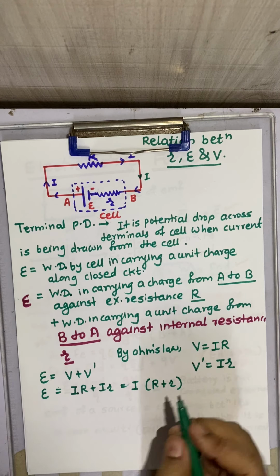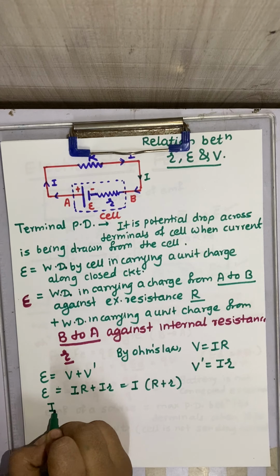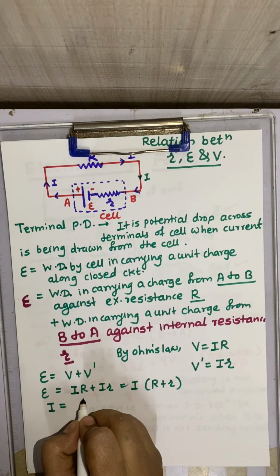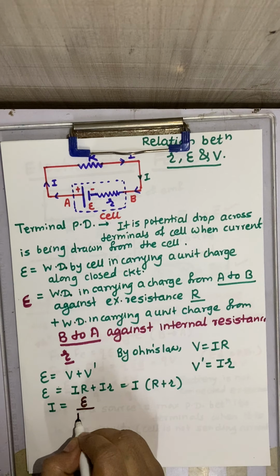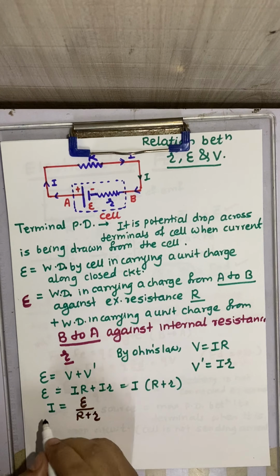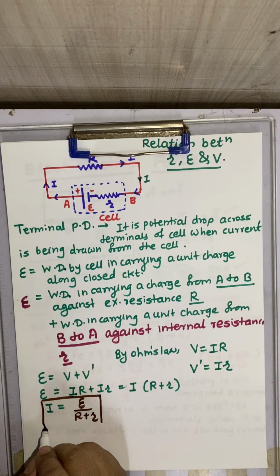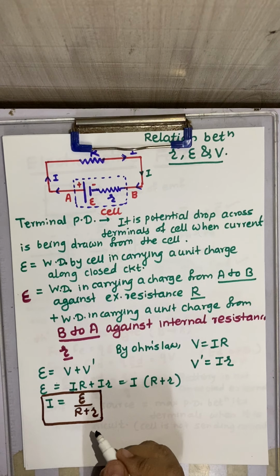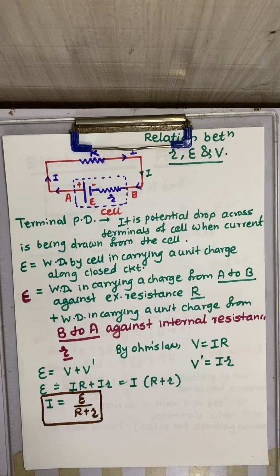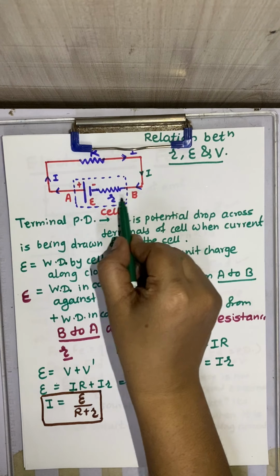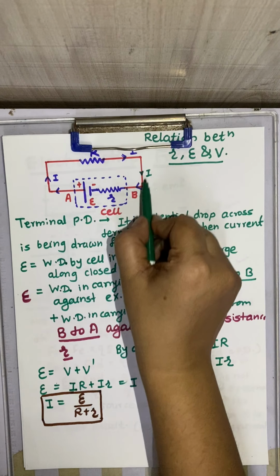Now therefore I can get how much current is flowing through the circuit: I is equal to E upon R plus r. This is the basic equation for finding the current in the circuit or current in the cell. Thus, to determine the current in the circuit, the internal resistance r combines in series. So this small r and this capital R are in series.